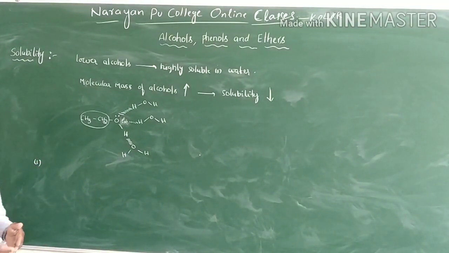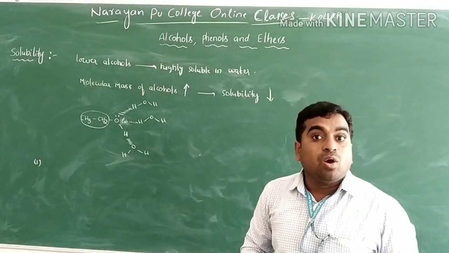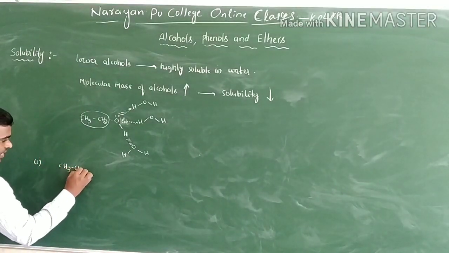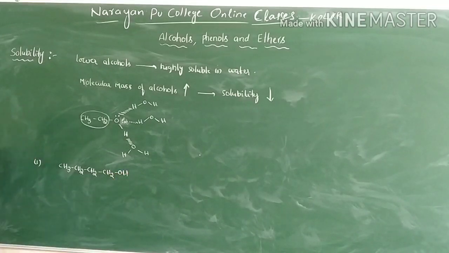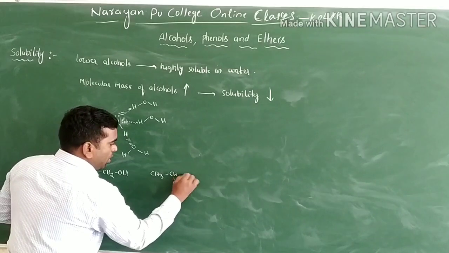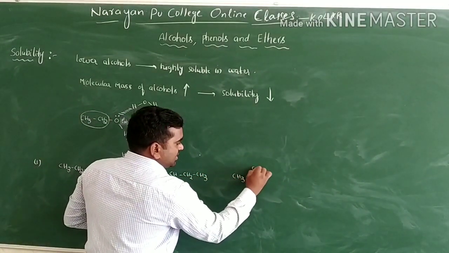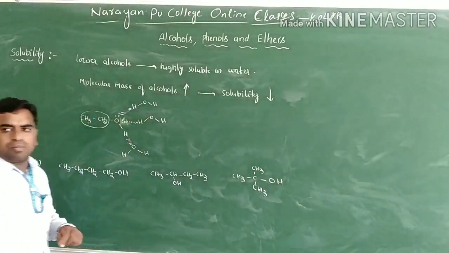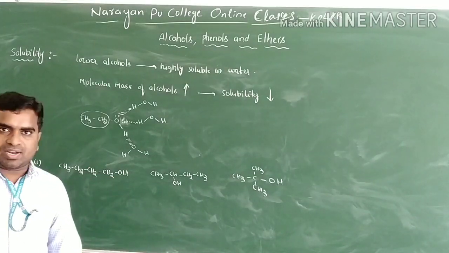So primary alcohols are there, secondary alcohols and tertiary alcohols. Which is highly soluble in water? Same, I will take primary alcohol CH3CH2CH2CH2OH. This is n-butyl alcohol. And secondary alcohol I will write CH3CHCH2CH3 with OH, and the third one, tertiary, (CH3)3COH. So which one can easily dissolve in water?